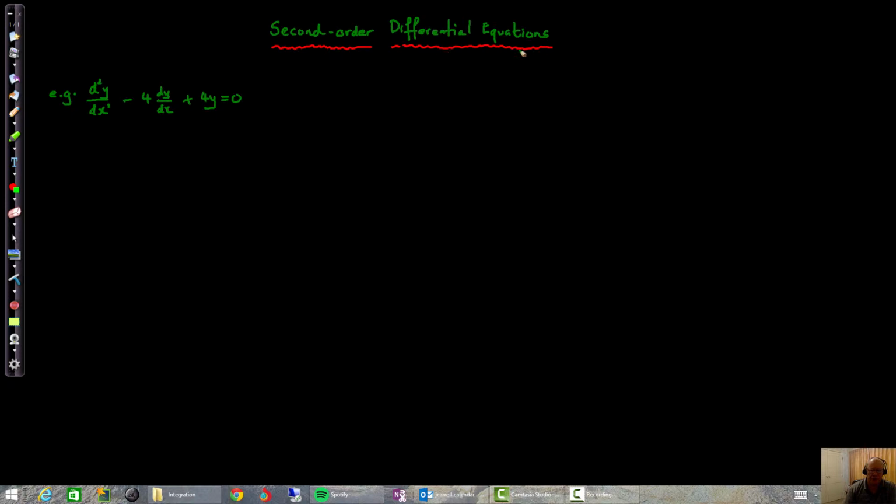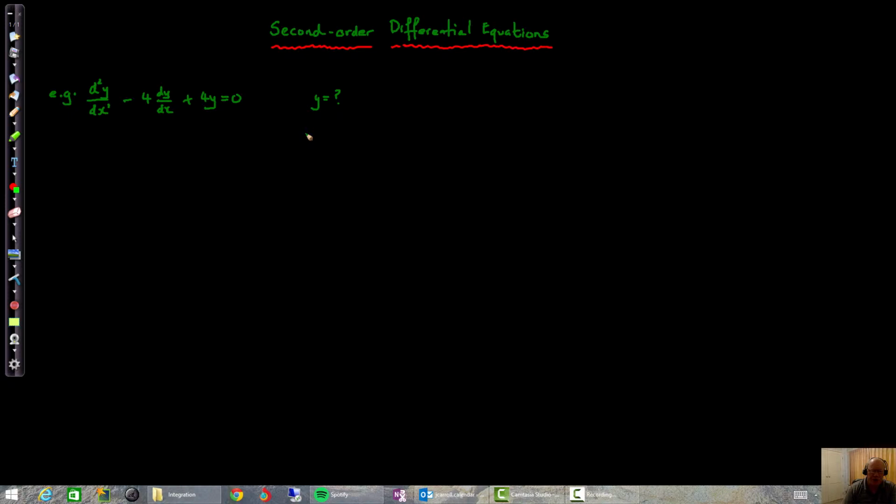So a second order differential equation is one that contains a second derivative, and it might contain a first derivative and the original function as well. Okay, so this is an example of a second order differential equation. Now there are two particular things we need to look at here. One is solving relatively simple second order differential equations, and solving means trying to find out what the original function was equal to.